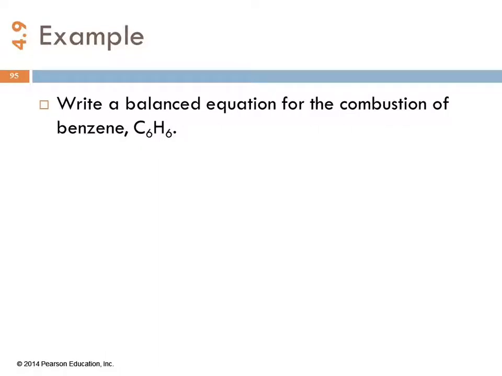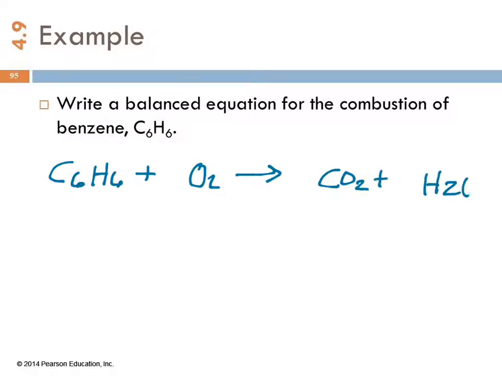Let's write the balanced equation for the combustion of benzene. So here's benzene. You're not expected to know why its name is what it is. If this is a combustion reaction, what's the other reactant? Oxygen. And what are the products? Carbon dioxide and water. We know the other reactant is oxygen because we memorize that. We know that the products are CO2 and water because we memorize that. We remember it.